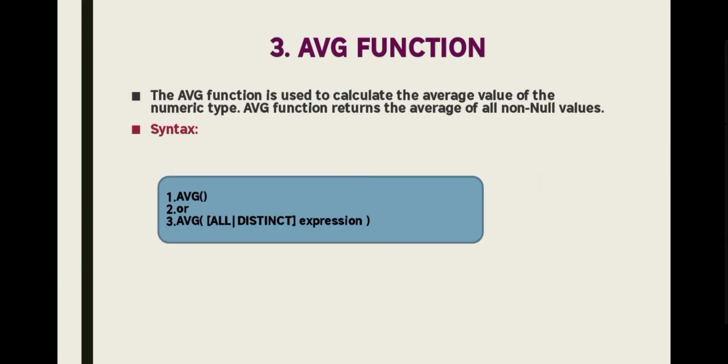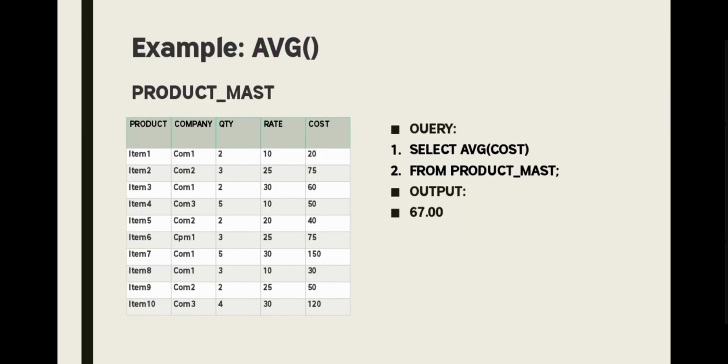And the third one is the average function. The average function is used to calculate the average value of the numeric type. Average function returns the average of all non-null values. The syntax is AVG(ALL/DISTINCT expression). The same table, the query is SELECT AVG(cost) FROM product master. Product master is a table name. The sum of cost is 670 and the table count is 10. So 670 divided by 10, the output is 67. This is the average output.